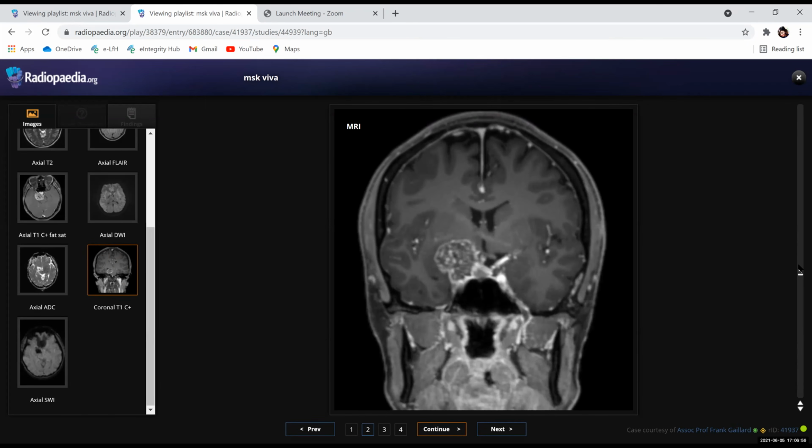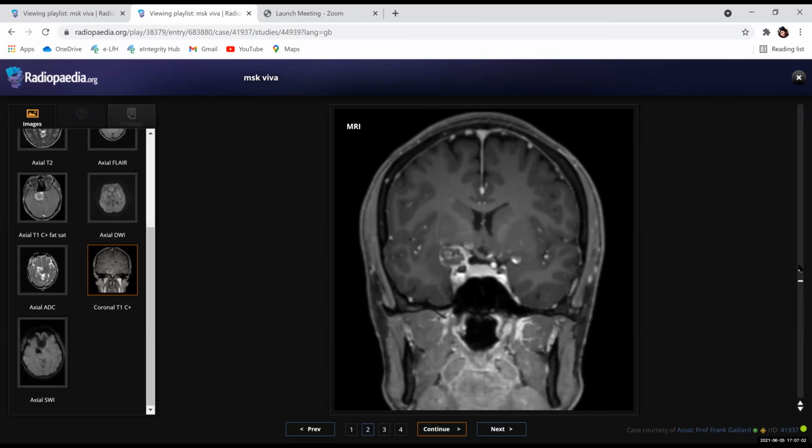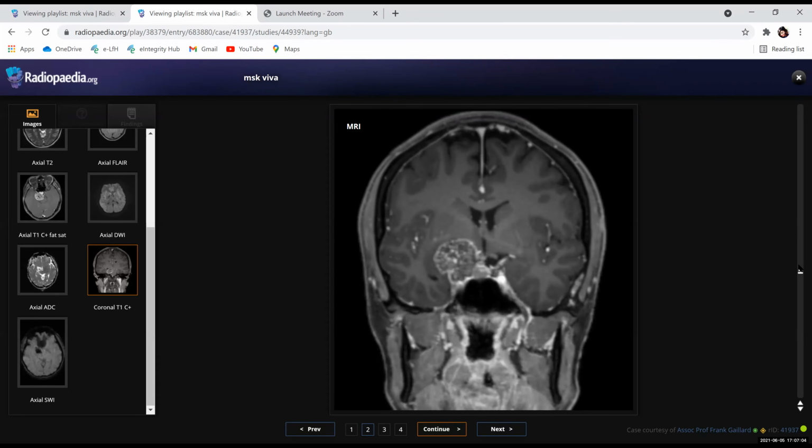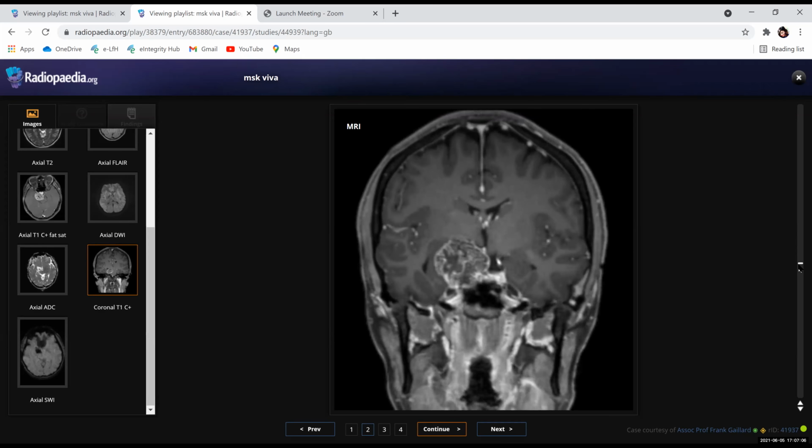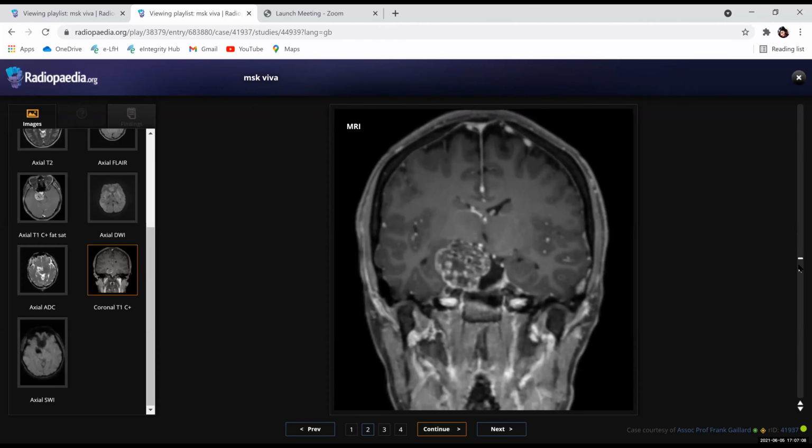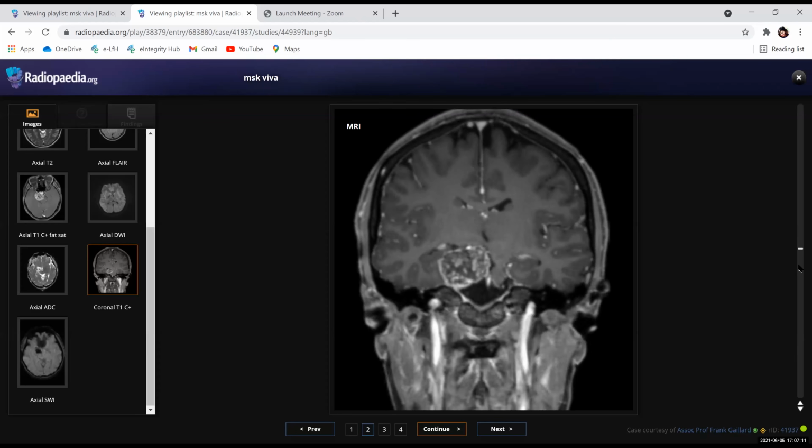The origin of the tumor. So I'll compare with any previous images and any CT if available. I'll compare the CT. Can you see also the cavernous sinus? Cavernous sinus.